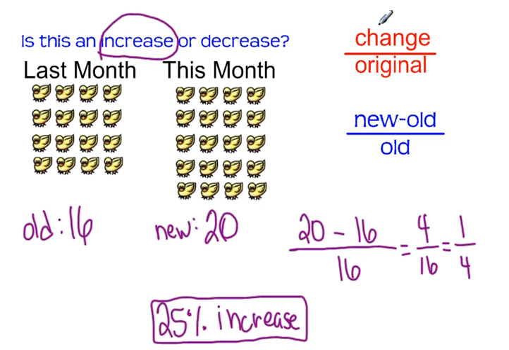Now, using this other formula, the change divided by the original, some students might have been able to figure out immediately, well, what's the change? 16 to 20, that's a change of 4, and it was originally 16, so could have come up with the same thing. The big mistake that I'll see students make here is just looking at these two numbers and saying, oh, it went from 16 to 20, the answer is 4, so it must be a 4% increase.